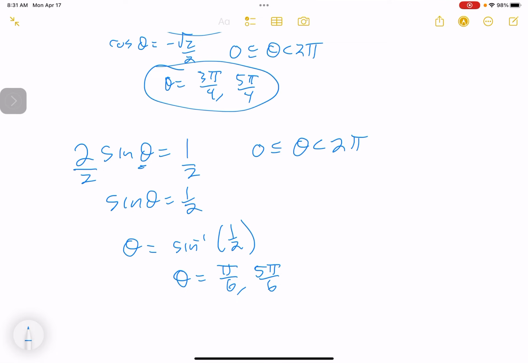Oh, is that a negative one? I think it was a negative one. So let me go back. I'm looking at my notes. This is a negative 1, negative 1/2. So here, I'll erase these. So where's it going to be? A negative 1/2. That's going to be at 7 pi over 6 and 11 pi over 6. Okay, hope that helps.